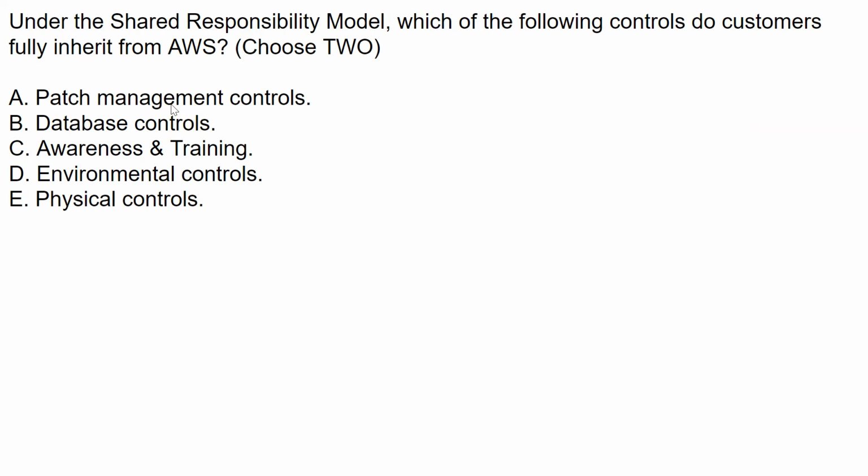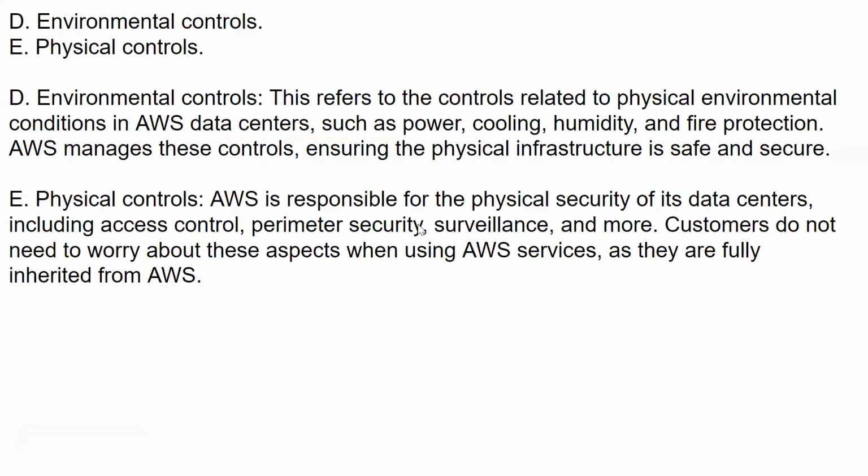Under the shared responsibility model, which of the following controls do customers fully inherit from AWS? Patch management controls, database controls, awareness and training, environmental controls, physical controls. Environmental controls, physical controls. This refers to the controls related to physical environment conditions in data centers, such as power and cooling. AWS is responsible for the physical security of its data centers.